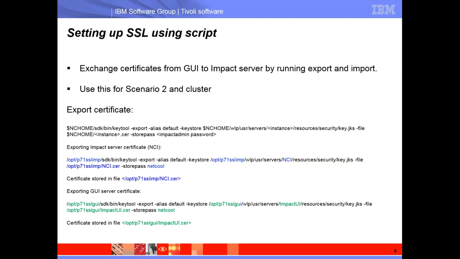So I export, and then it creates a certificate. It tells you where the certificate is and the name of the certificate. So my certificate is called nci.cert. So I know that's my Impact server certificate. I do the same thing for the GUI side, and I call it impactui. I kept it simple. I kept the same name that I have in my instance name. So I export the certificate and I call it impactui.cert.